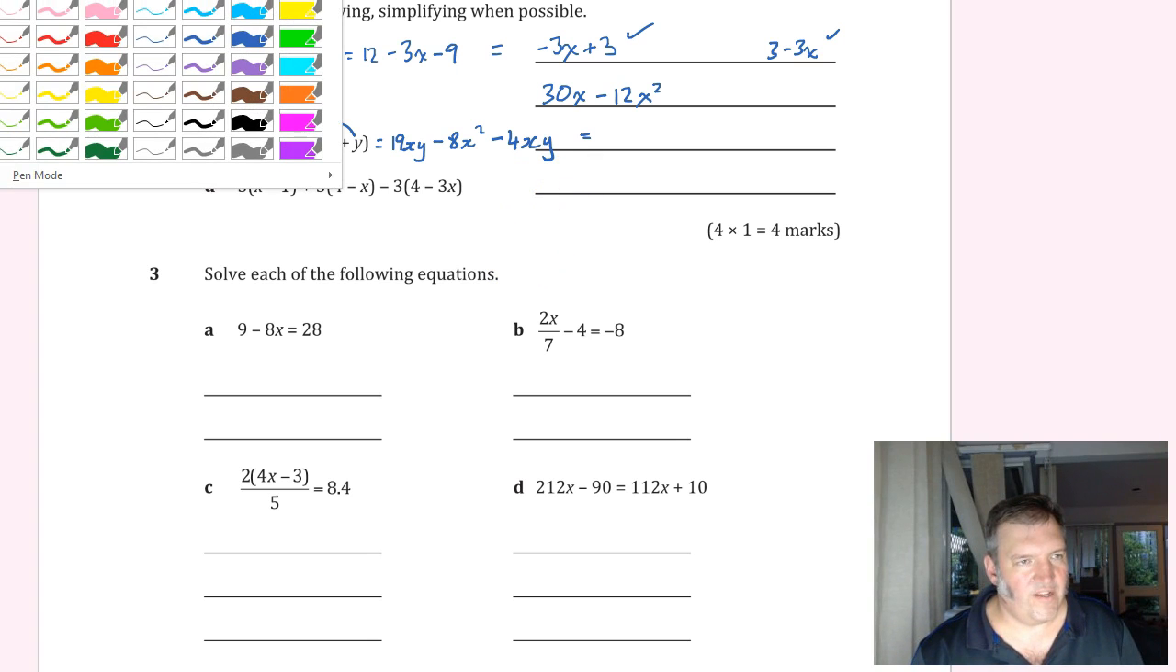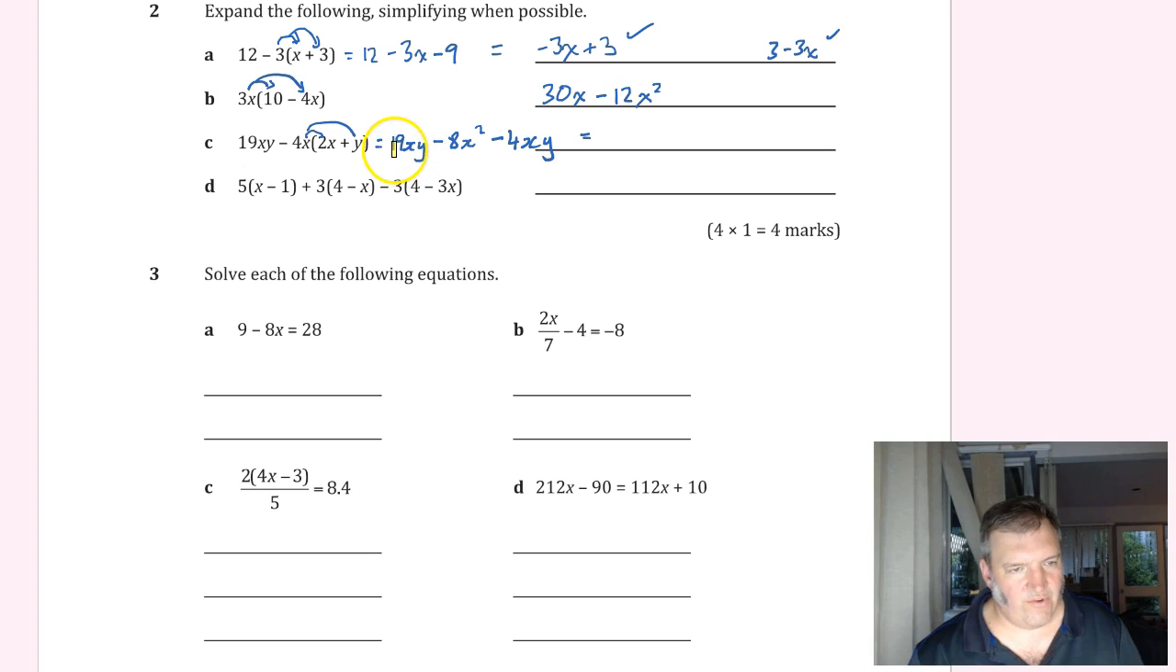I know you've already seen it, most of you, haven't you? What have I got here? This is 19xy. This is negative 4xy. What does that mean? I've got like terms. I can combine them. 19xy minus 4xy. 19 minus 4 is 15xy. And then negative 8x squared. Didn't have anything to join up with, so it stays there on its own. I can't add or subtract here because they are not like terms.